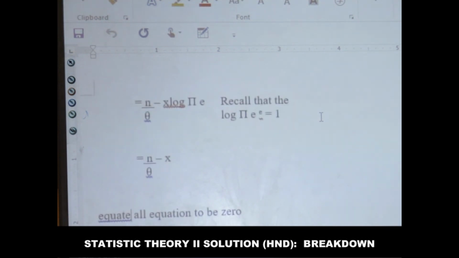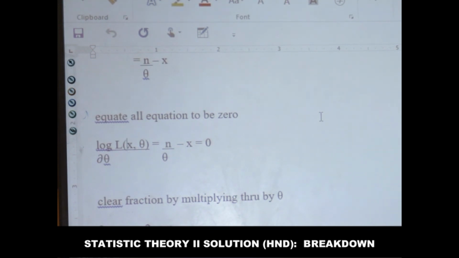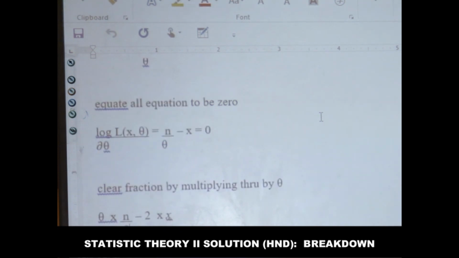Now recall that e raised to power e is equal to 1. So x will now be x times 1, which is x. So we have n over theta minus x. Equate our equation to 0. That is, from log L, which is your likelihood function, to your MLE, we have the partial differentiation of log L of x comma theta over the partial differentiation of theta equals n over theta minus x equals 0. Now clear fraction by multiplying through by theta.